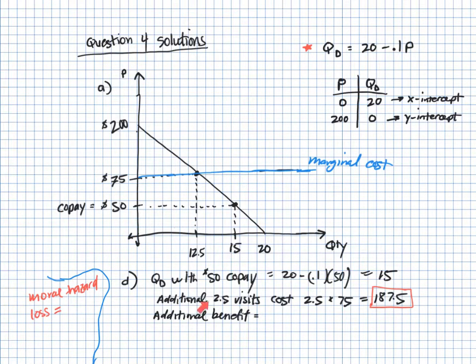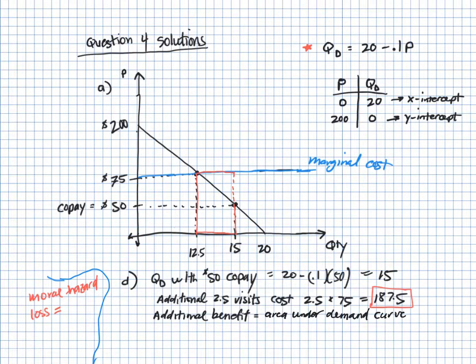The cost of those additional 2.5 visits is going to be 2.5 times $75 each, which gives us a total cost of $187.50. So the cost of going to the doctor these last 2.5 times is going to be equal to this red rectangle right here, 2.5 times 75.